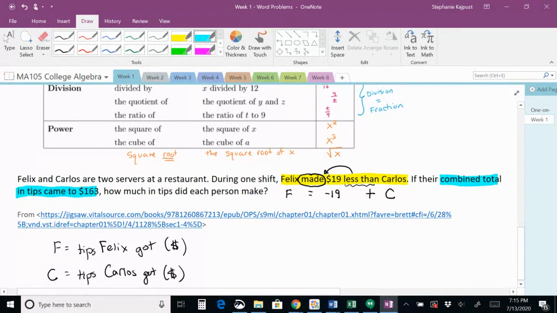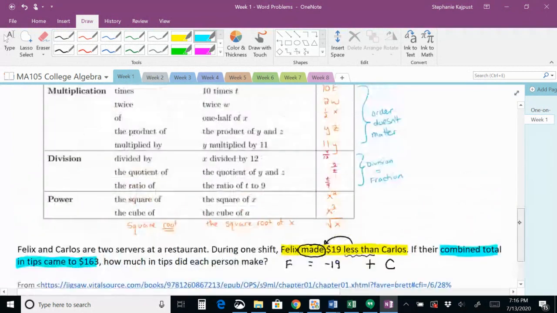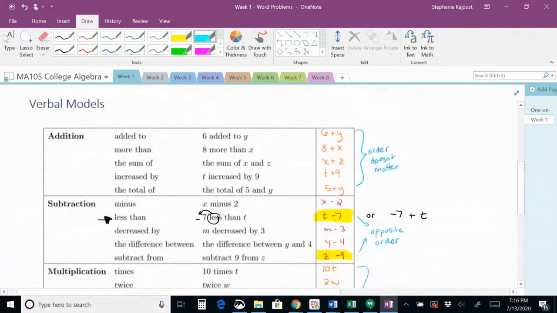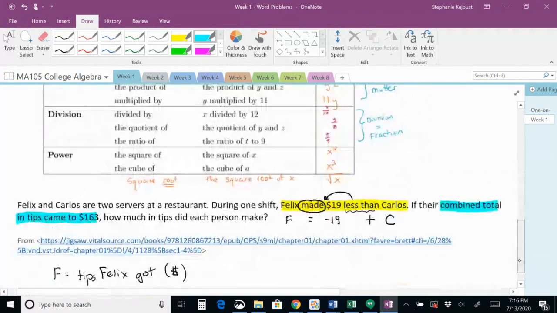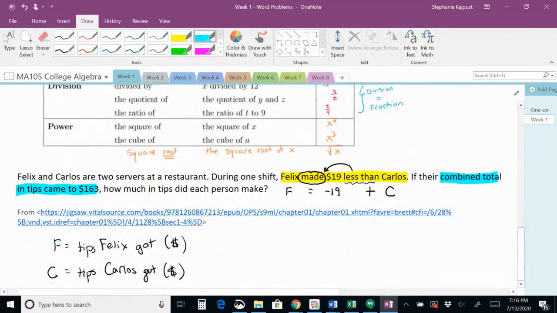So the combined total, the word total, is a word meaning sum. So we're adding these together. So their total is equal to 163. So I'm taking what's written here and I'm rephrasing it into another equation. So Felix plus Carlos is 163.